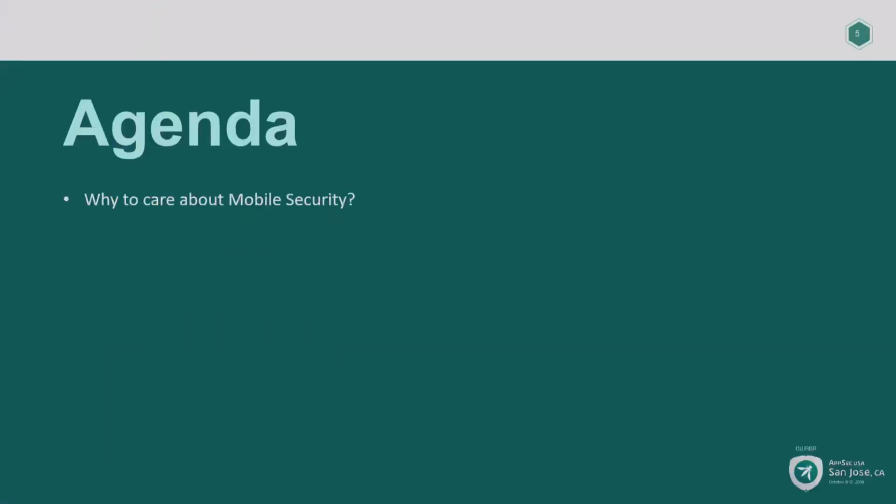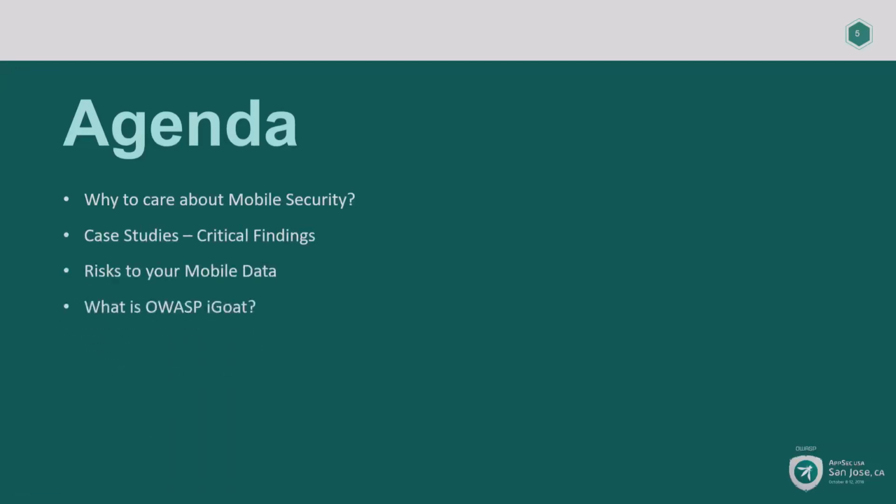So today's agenda is, we'll start with why to care about mobile security, some case studies of critical findings, then risk to your mobile data, and what is the OWASP iGoat project, and then we will see some iGoat architecture and then a couple of demos.